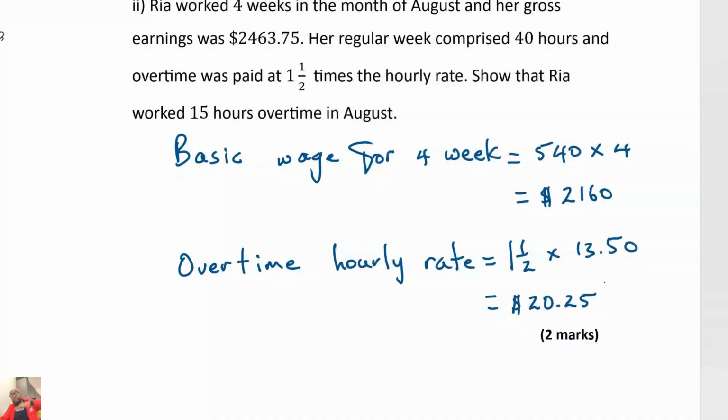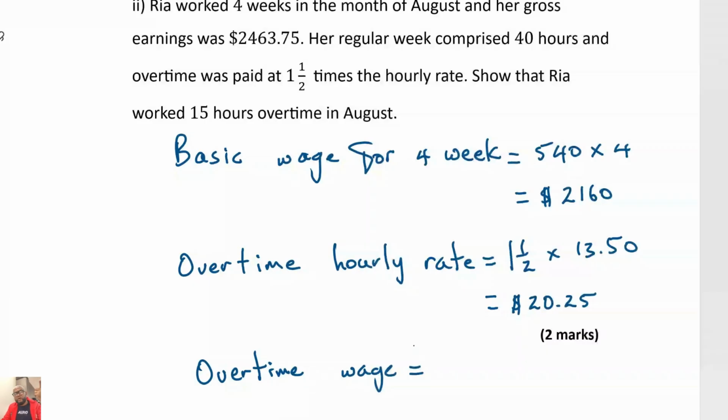So she's working for more money in overtime as opposed to normal time. The next thing I'm going to find is coming into play. Right. So I want to find out my overtime wage, right? Overtime wage. How would I find that out?